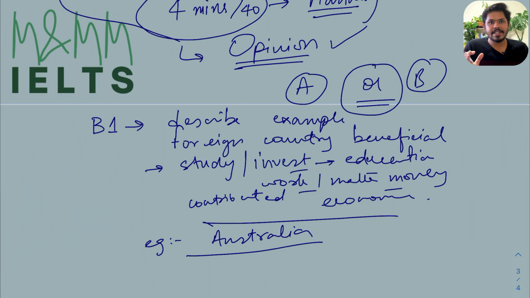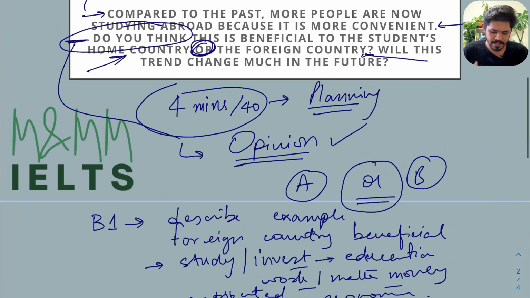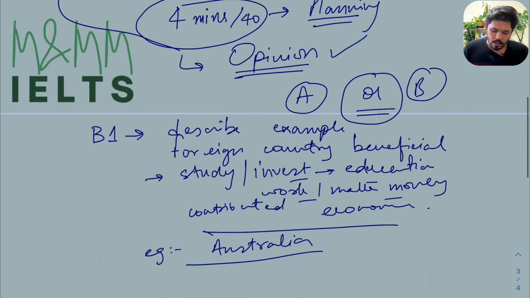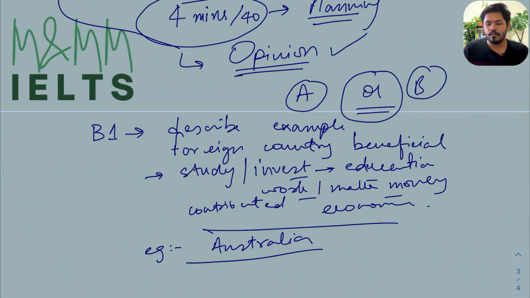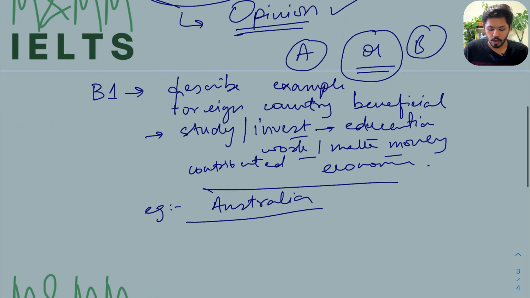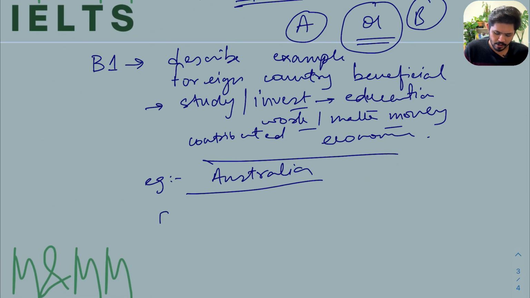So second sentence, I've taken care that okay, I've made my stand very clear. That is done. Now what next can be done? I have already said that foreign country is beneficial, but what can I write in body 2, the third paragraph of your essay? I can write that it would not be beneficial for the home country, because I've already told that it is beneficial for the foreign country. So not beneficial for home country.